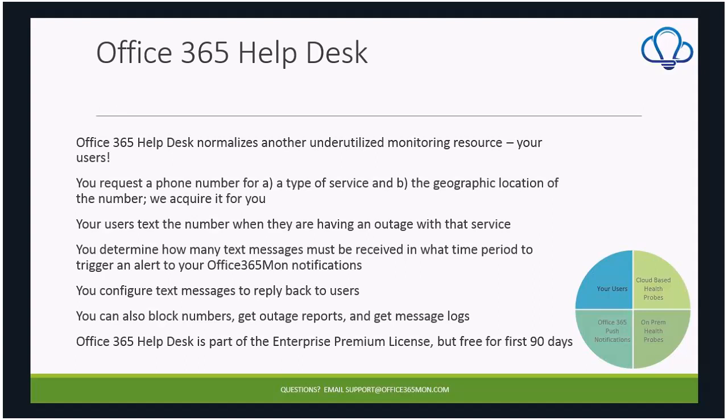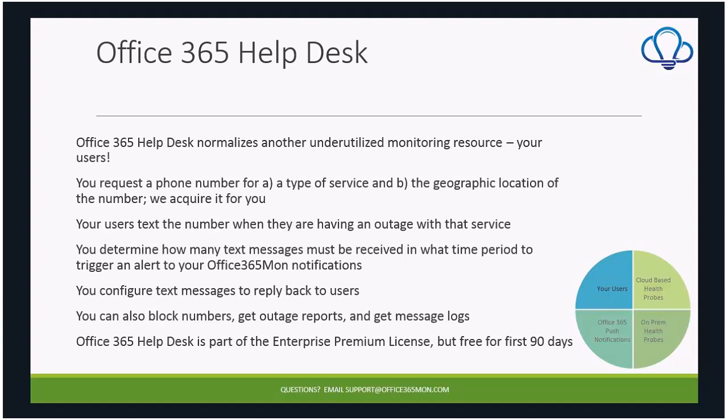Then the other thing that you do in our site is you set a threshold to say how many text messages you need to receive and in what time period in order to trigger an alert to your Office 365Mon notification list. So all those emails and phone numbers. So for example, you say, hey, if I get 3 text messages in the span of 5 minutes, then I want that to be considered an outage.